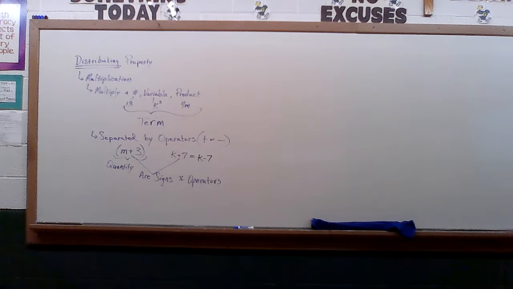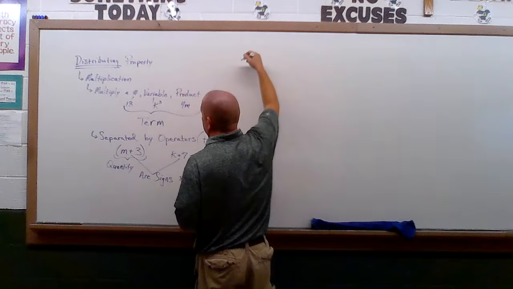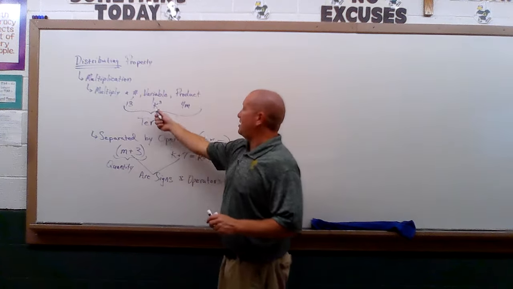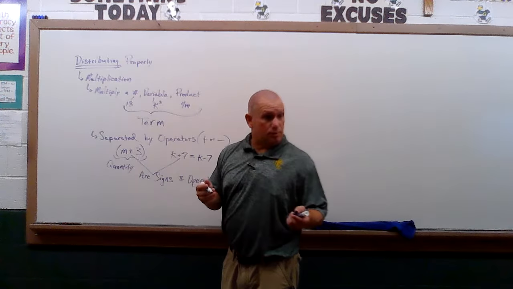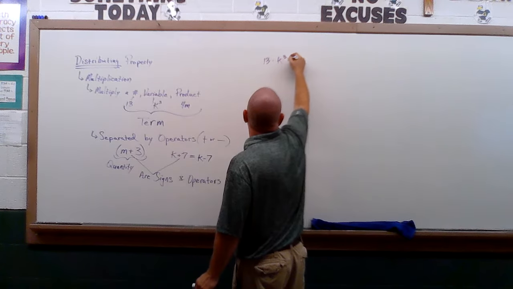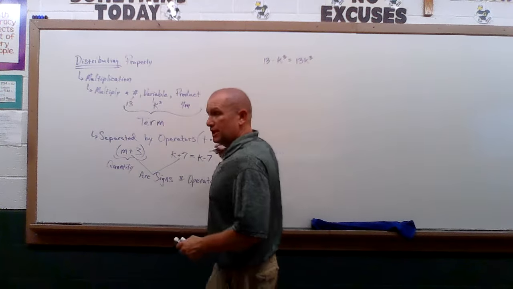So remember now, how do I show multiplication between a number and a variable? You just put them right next to each other. So 13 times k cubed ends up being 13 k cubed, right?